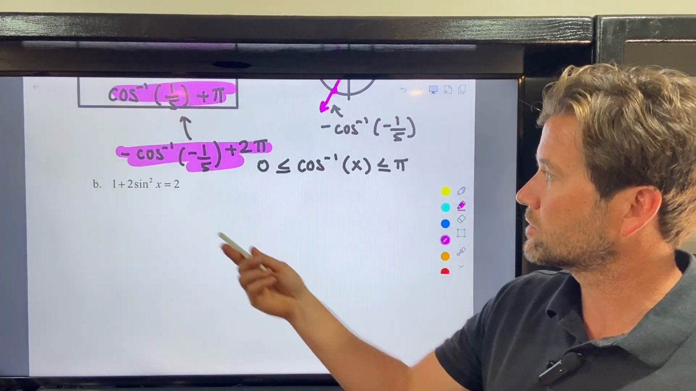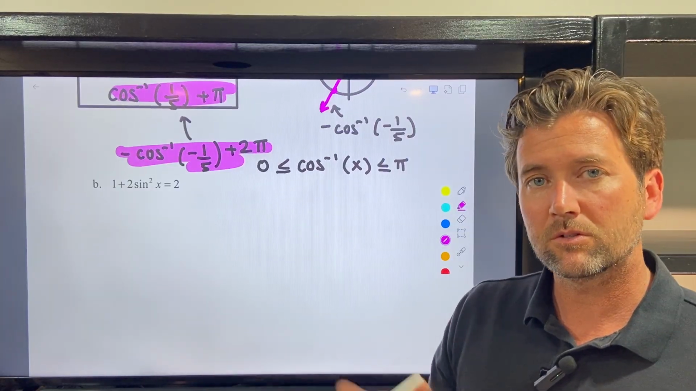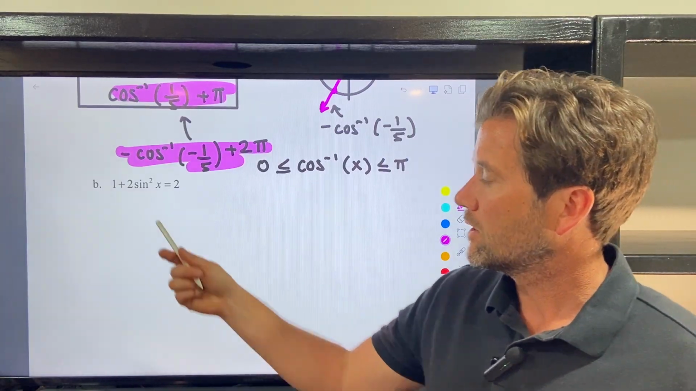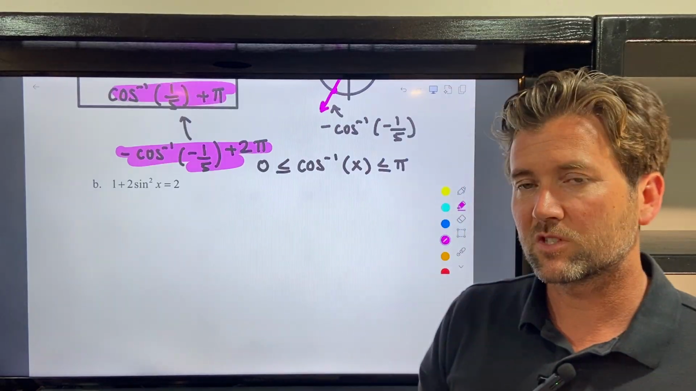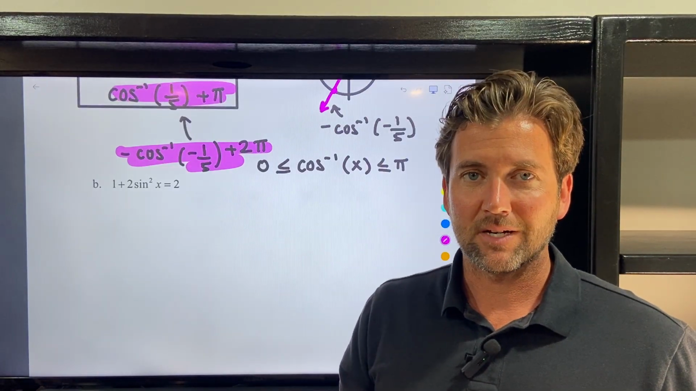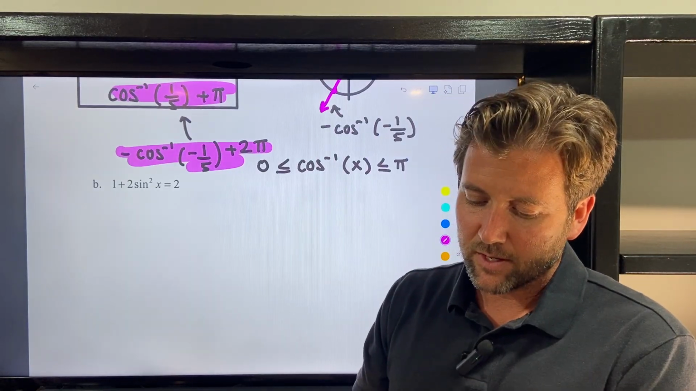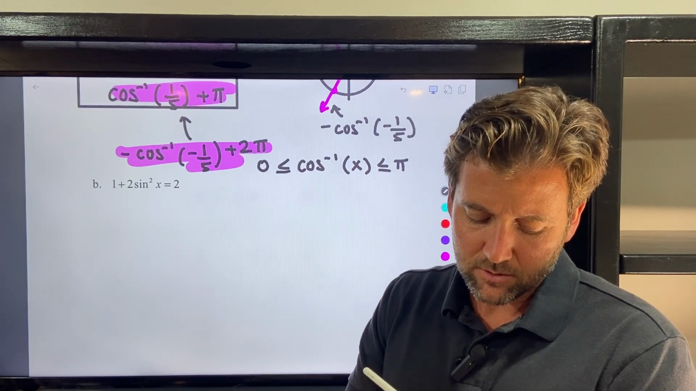Part B, we're still solving for this equation here on the interval from 0 to 2 pi. Now I see sine squared of x. The first thing I want to do is I want to solve for sine squared x. The end game is to get x by itself. Of course, solve for x. But first, let's solve for sine squared of x. So I'm going to subtract 1 to both sides.